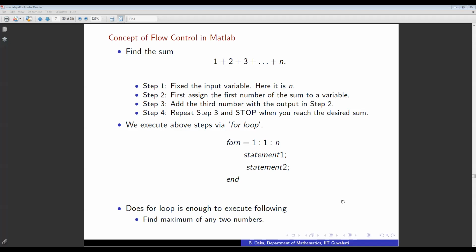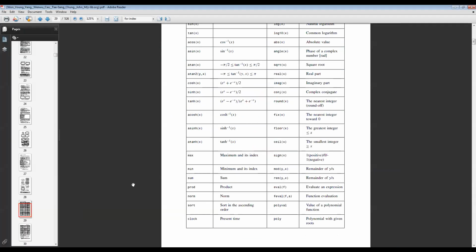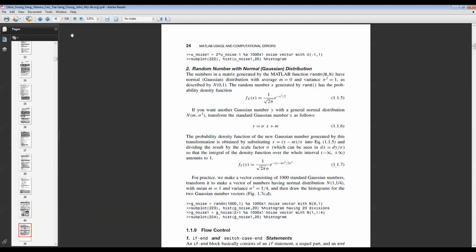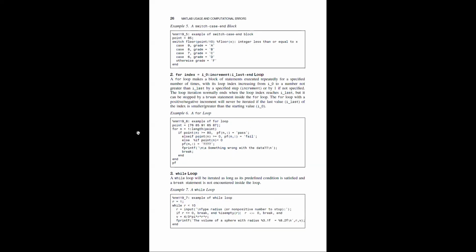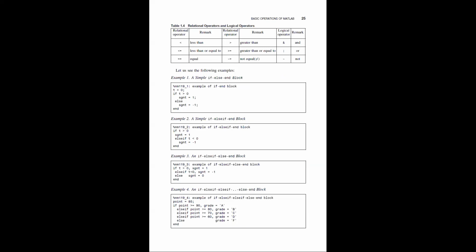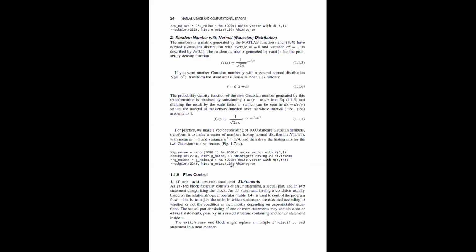So let me open the book, which I have already shown to you. If you go to page number 41 in the book, the book is visible, right? Yes, sir. In page number 24, you will find that there are flow statements, that means decision making statements, for example if, and, or if else.